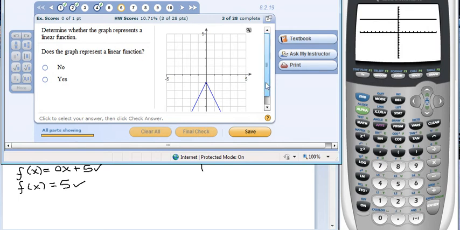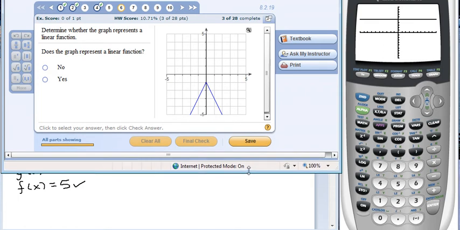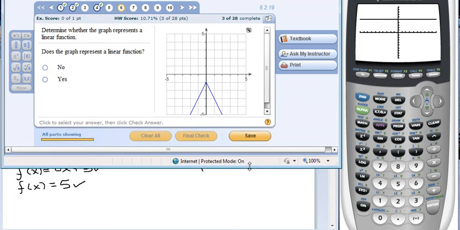Okay, so let's take a look at just visually. Visually, seeing if something represents a line is super easy. We're just going to be looking for a solid line, either horizontal, vertical, or at an angle. This is definitely not a line. This is a line that's been broken in half. So this is not a linear function.